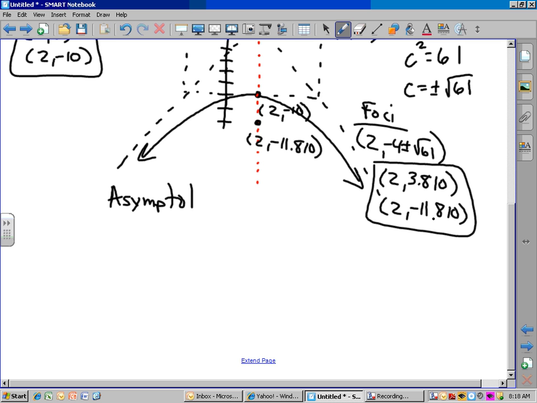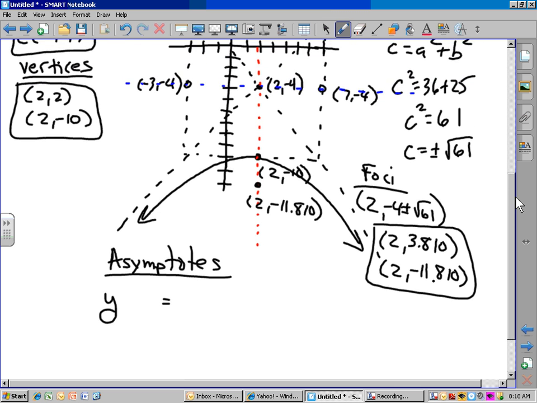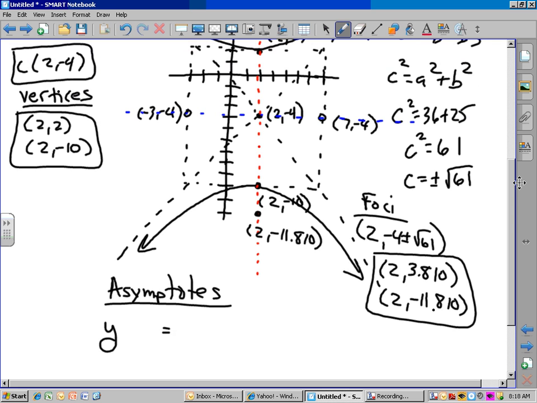Asymptote. You need the equation of the asymptotes. What's my slope going to be? What's this distance? What's my vertical distance from the center? A or B? A in this case, because we're drawing it on the vertical. That's my vertex, that's my A.